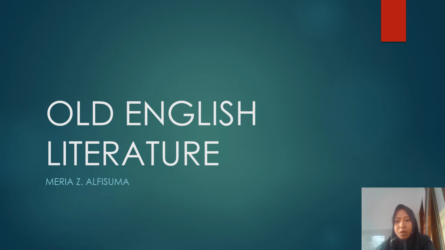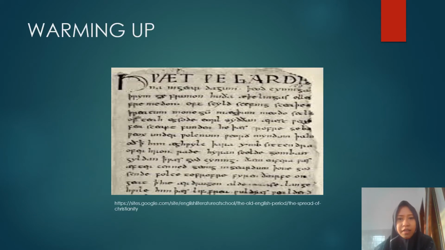Literature. Today we are going to go through the first timeline of the history of English literature in Britain, and this one is Old English literature. Okay, first of all, let me show you one of the manuscripts about Old English literature. The theme is about Beowulf.